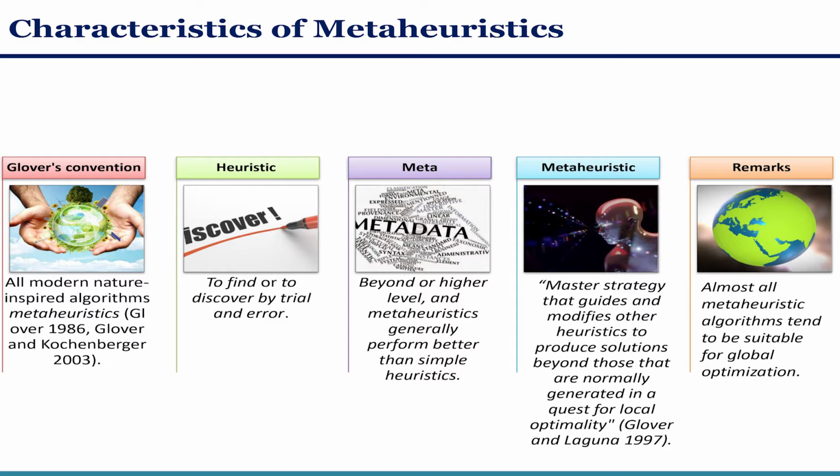The remark for this whole section is that almost all metaheuristic algorithms tend to be suitable for global optimization. We can use almost every metaheuristic, like the swarm, evolutionary, bio-inspired, nature-inspired and physics-based ones. All these algorithms can be used for global optimization, to solve any problem. So these are the characteristics of metaheuristics.